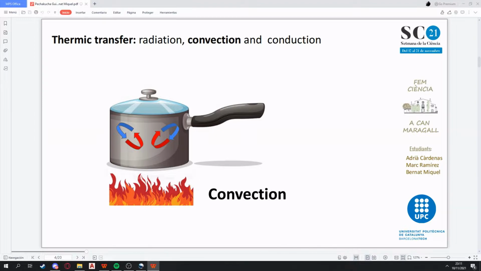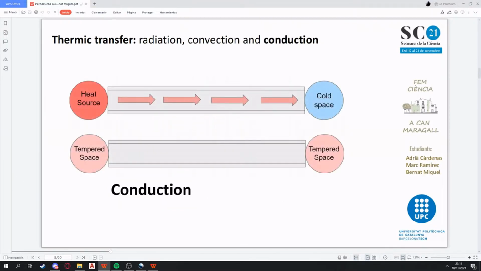The last one is conduction, where the heat is transferred along the length of a body from a heat source to a cold space. An example of this would be the interaction between naked feet and a cold floor.